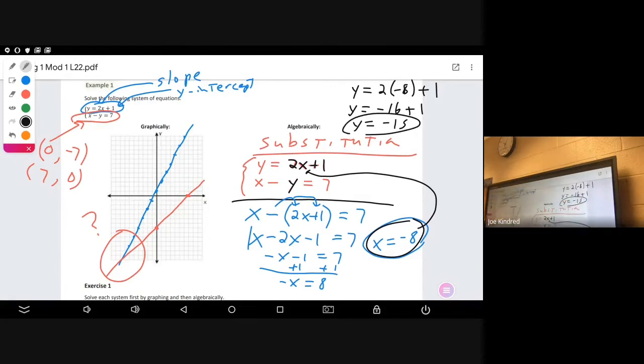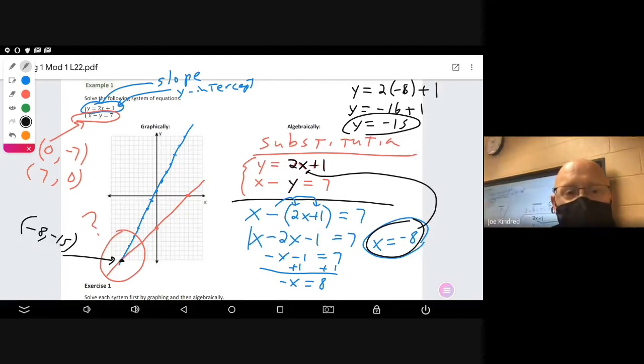So this point down here technically is negative 8, and that makes sense. 1, 2, 3, 4, 5. That's about right. And negative 15. So this is where these two lines intersect, and that's what we have when we solve systems of equations using substitution. Graphing, very difficult to find the exact answer. Algebraically, we can find the exact answer. In this case, we use substitution.